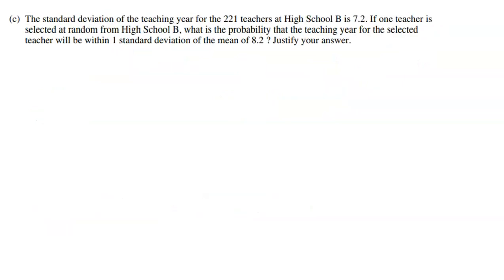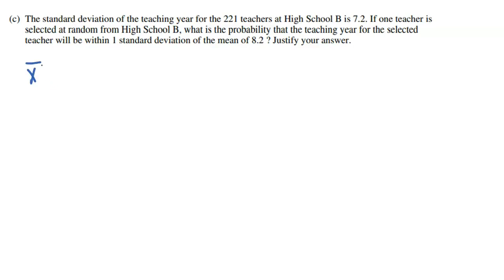All right, last question here. The standard deviation of the teaching year for the 2021 teachers at high school B is 7.2. If one teacher is selected at random from high school B, what is the probability that the teaching year for the selected teacher will be within 1 standard deviation of the mean of 8.2? All right, now this is a pretty good problem actually. So let's dive right into a little bit of a tricky one as well.